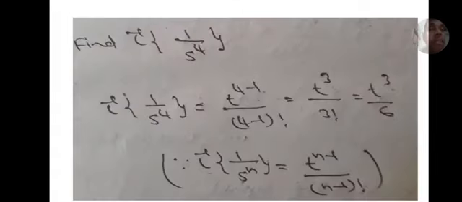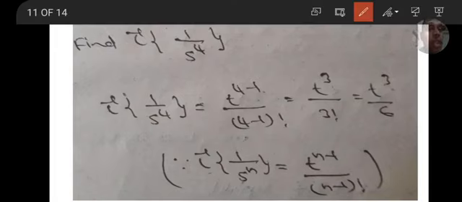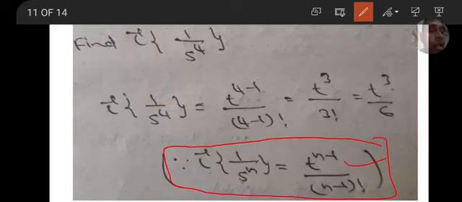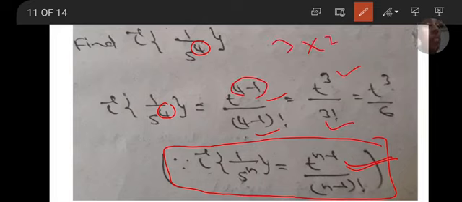Next problem, L inverse of 1/s to the power of 4. Okay, it is of the form L inverse of 1/s to the power of n. The inverse Laplace transform formula: L inverse of 1/s to the power of n is t to the power of n minus 1 by (n minus 1) factorial, here n equal to 4. So t to the power of 4 minus 1 by (4 minus 1) factorial, that means t cube by 3 factorial. 3 factorial means 3 into 2 into 1, 6. So t cube by 6 is the answer.